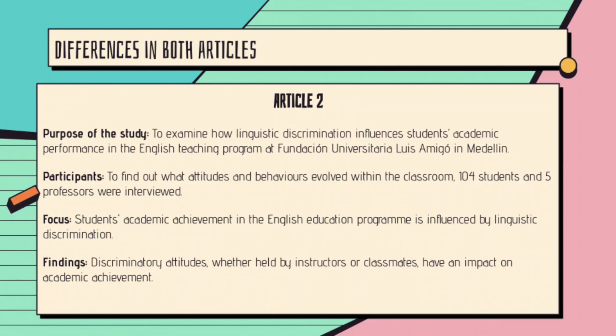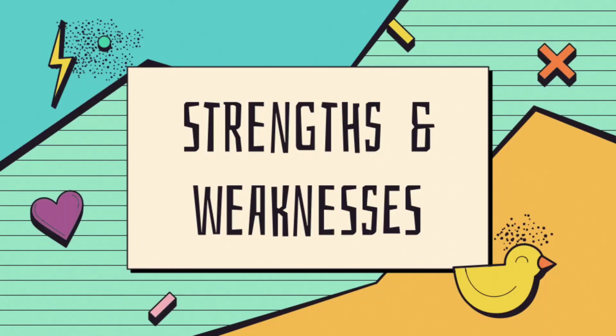impact on academic achievement. Okay, hello, my name is Vera Carol Yap with the metric number 204109. I'll be presenting the next part, which is strengths and weaknesses of both articles.